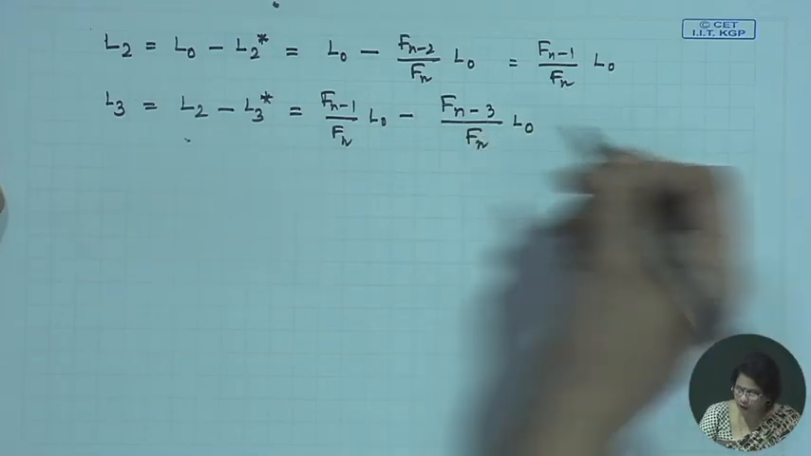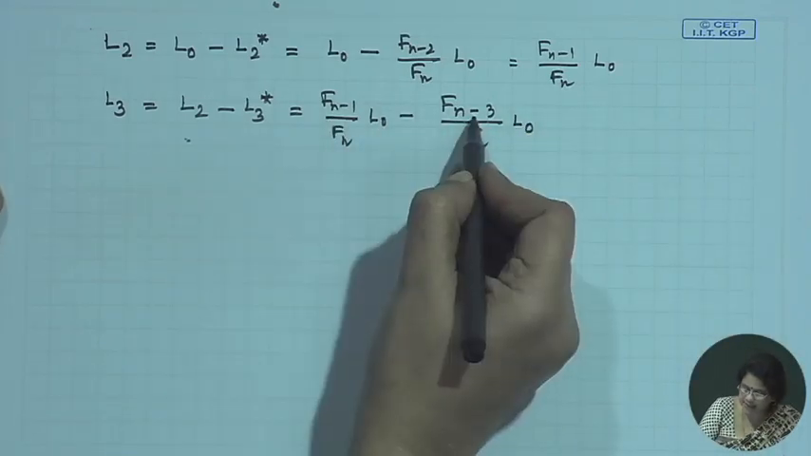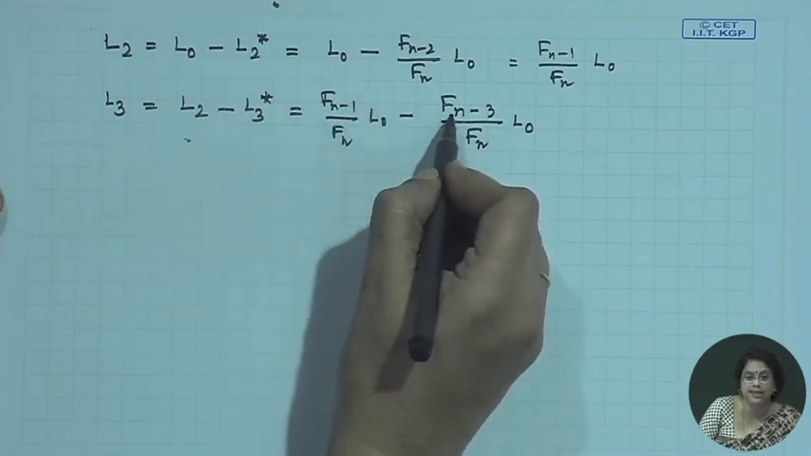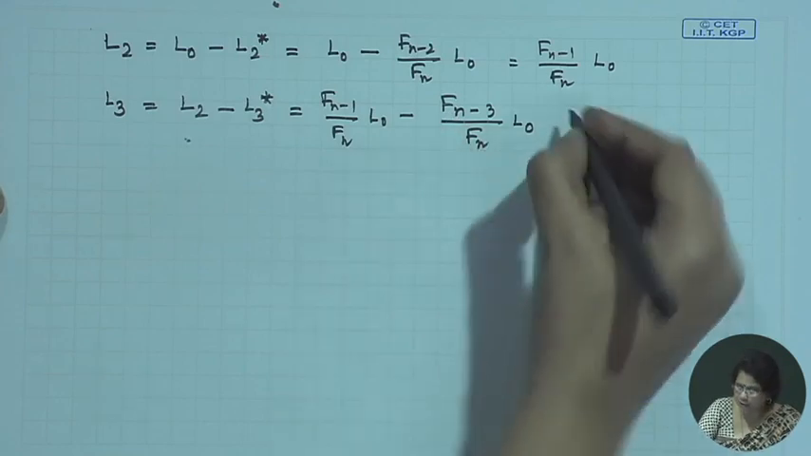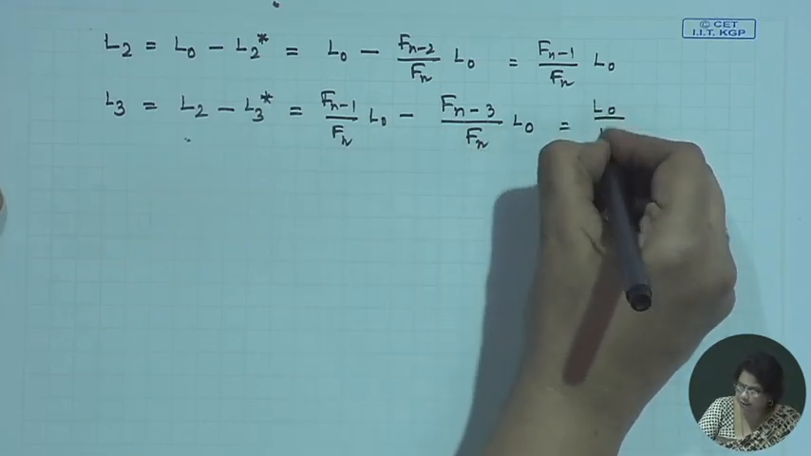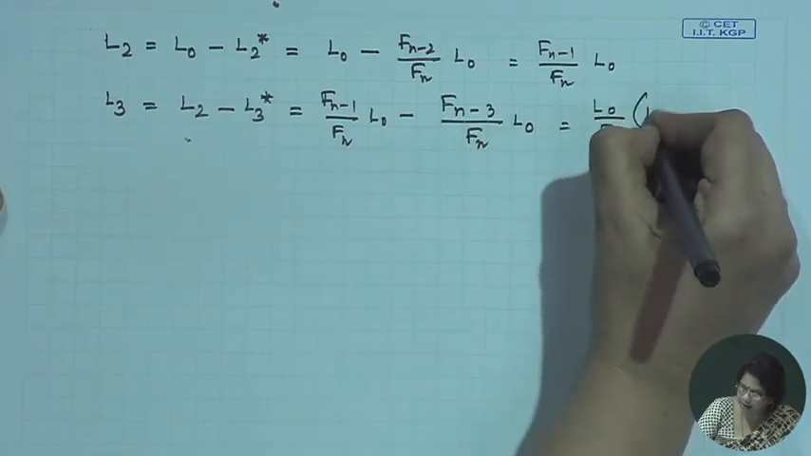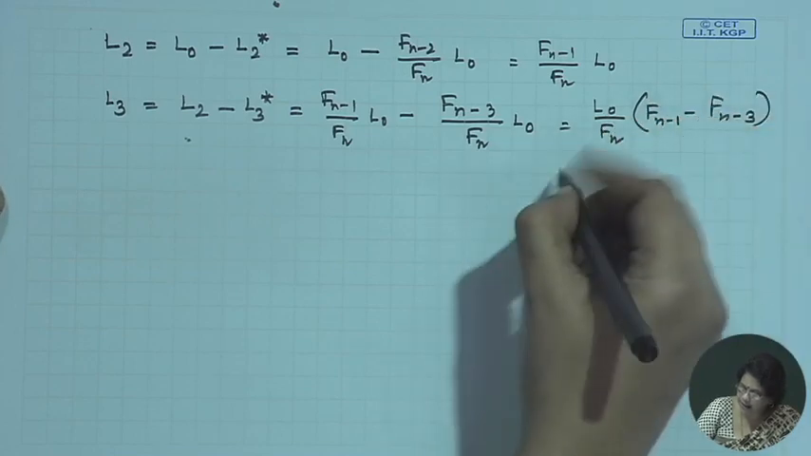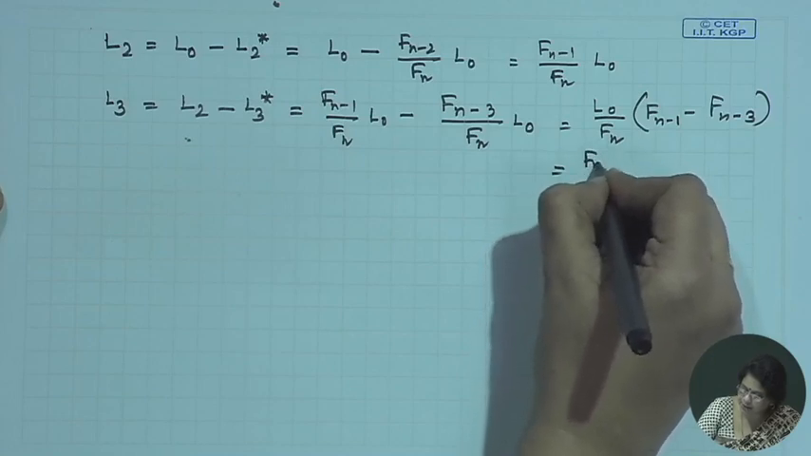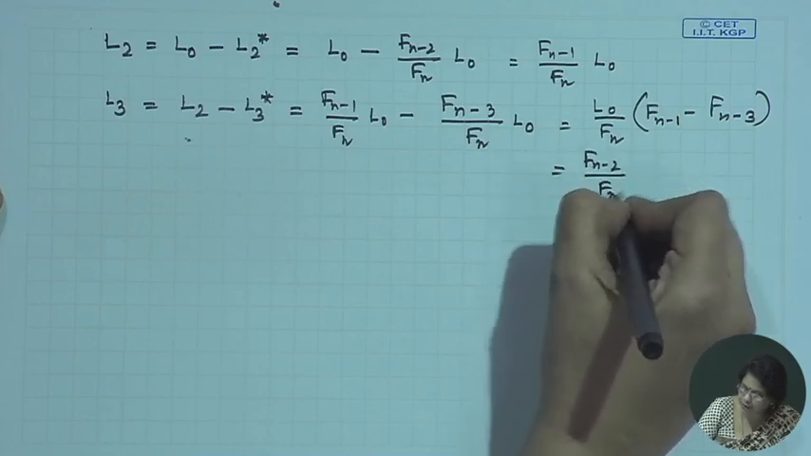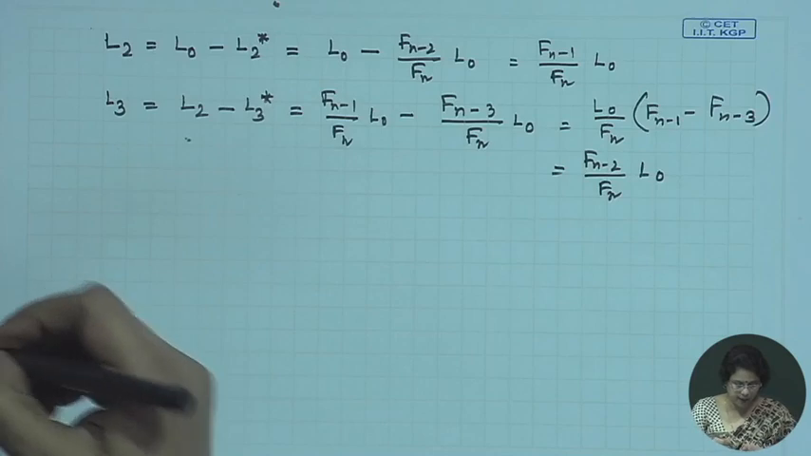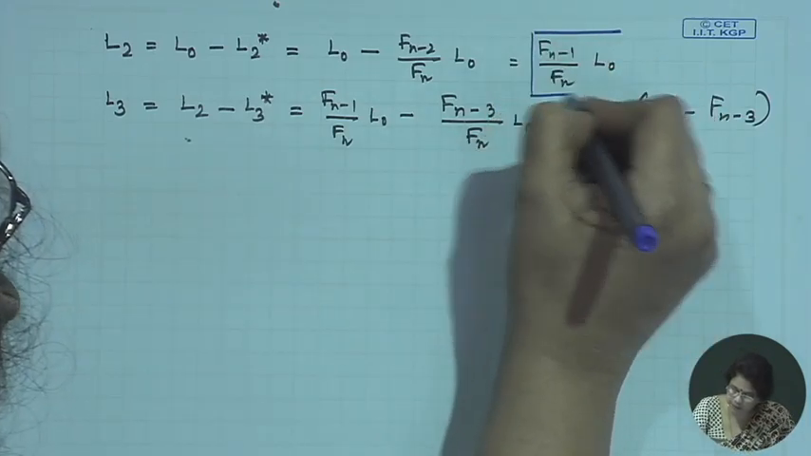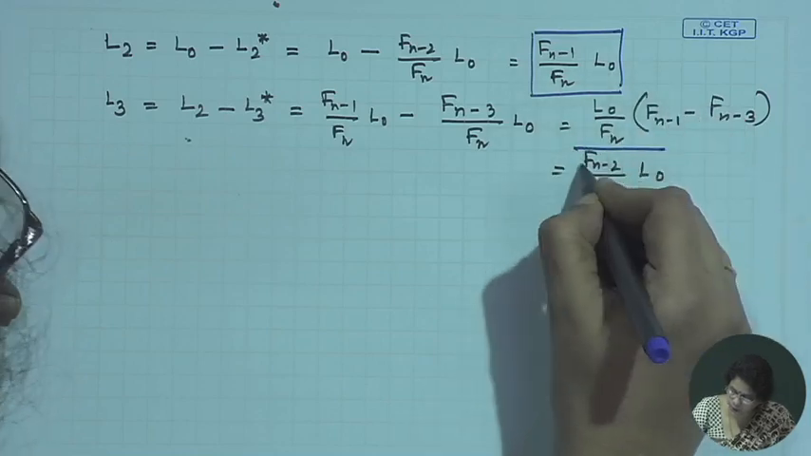We know that this is the previous, this is the next. Then Fn minus 1 is equal to Fn minus 2 plus Fn minus 3. That is why if I take common L0 by Fn, I am getting Fn minus 1 minus Fn minus 3. That is nothing but Fn minus 2 by Fn L0. Just look at the pattern. L2 is equal to this one. L3 is equal to this one.